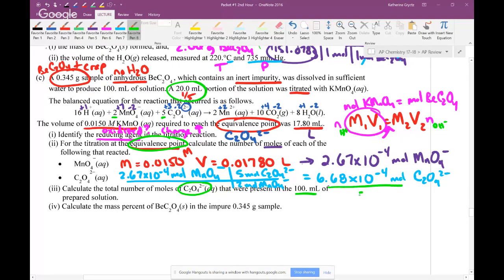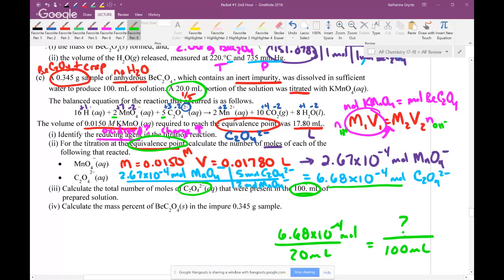This is how much is in 20 milliliters. Right. Oh, multiply that by... They want to know how much is in the 100 milliliters. Oh. Did you do a proportion? Yes. So if 6.68 times 10 to the negative 4th is per 20 milliliters, then how many are per 100 milliliters? Cross multiplying, and it would be the same thing as multiplying by 5.